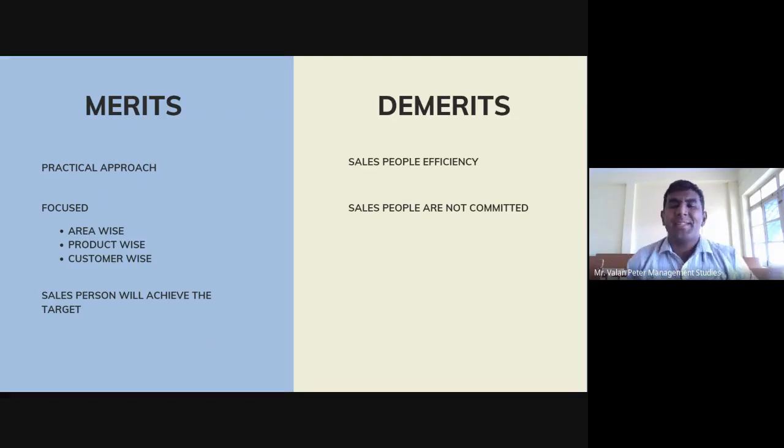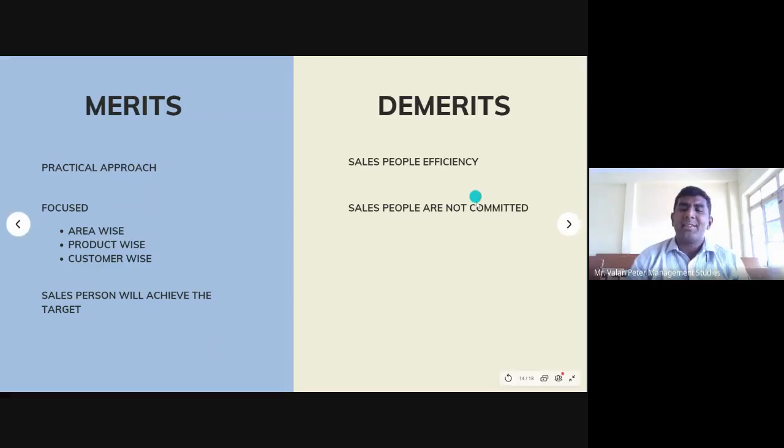See, what are the demerits here? The demerit will be the people who do the sales. Why? They may be lacking some efficiency. They may not have very good talent to sell. So that will be a burden for the company to generate the sales.